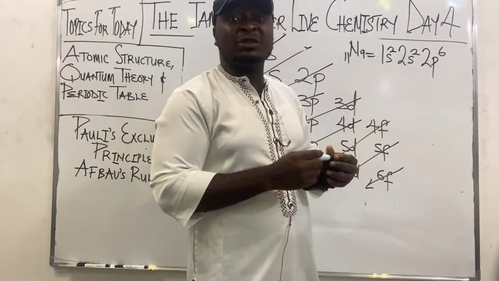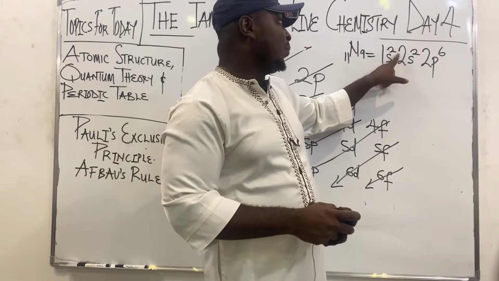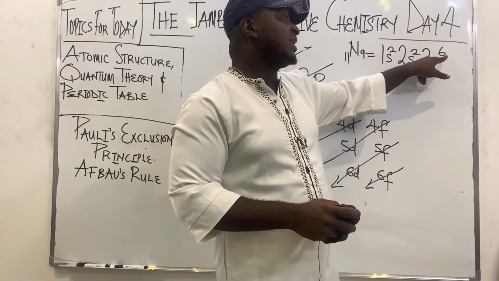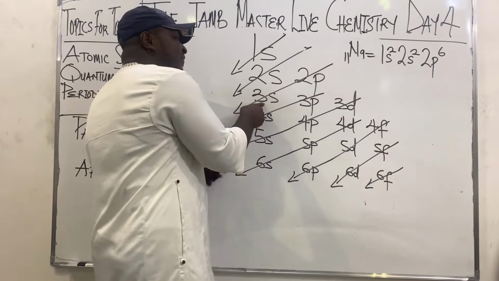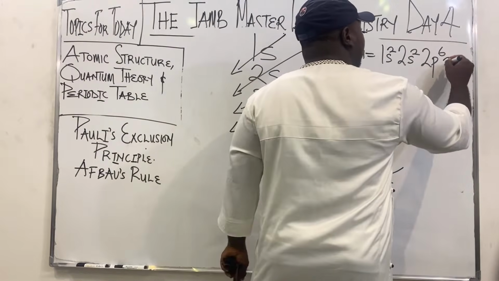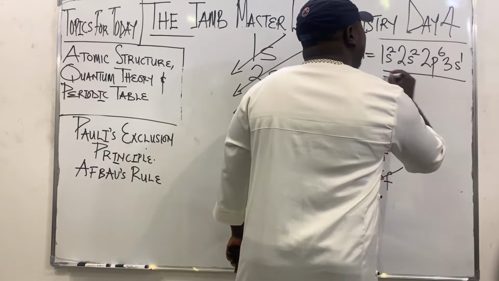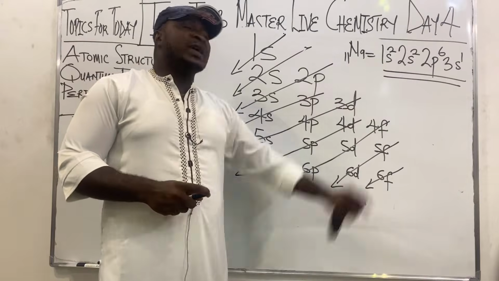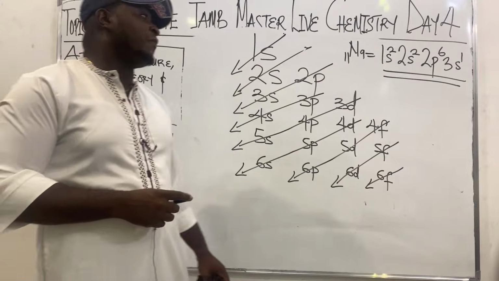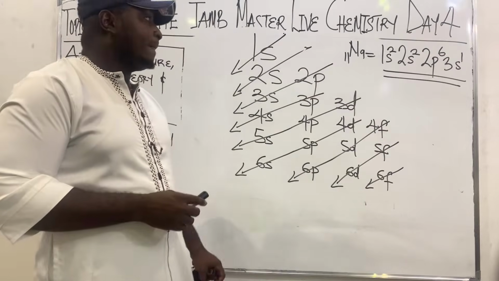Let us count how many electrons have been filled so far. 2 plus 2 is 4. 4 plus 6 is 10. Remaining only 1 electron left. After 2p, what's the next energy level? 3s. So this 3s will take what? 1. Class, this is how we get the SPDF electronic configuration for sodium.